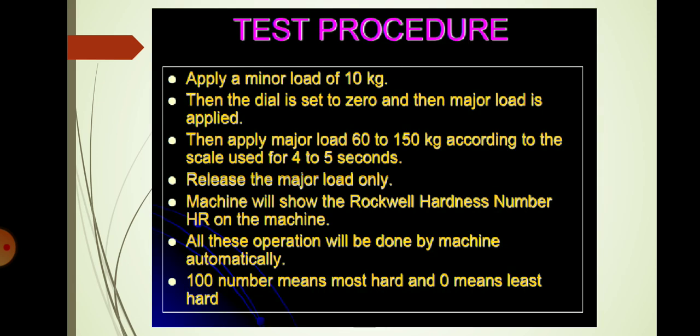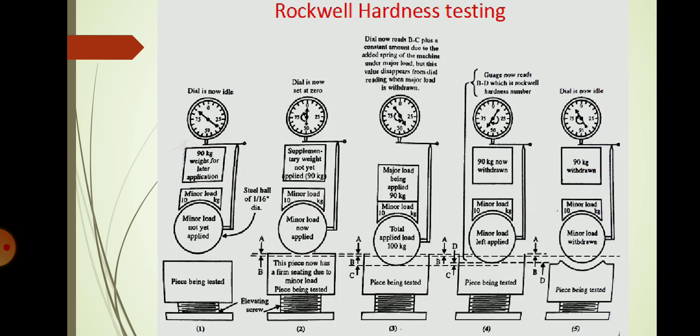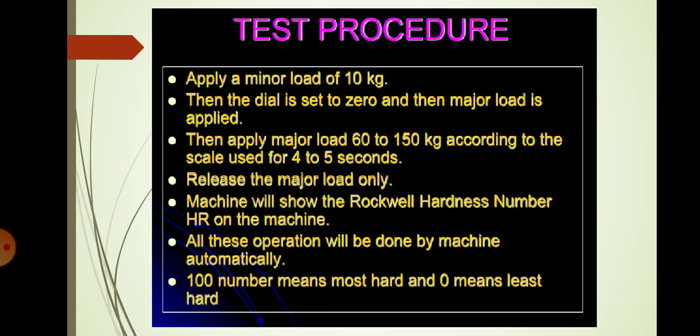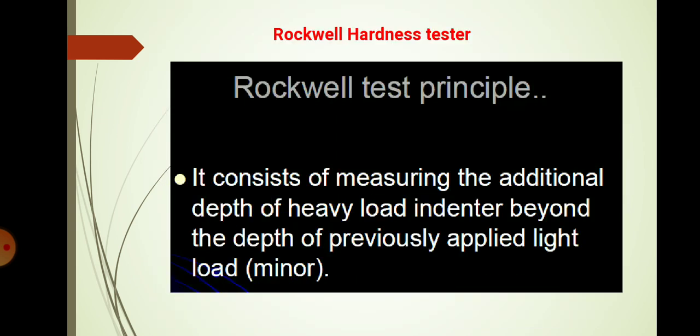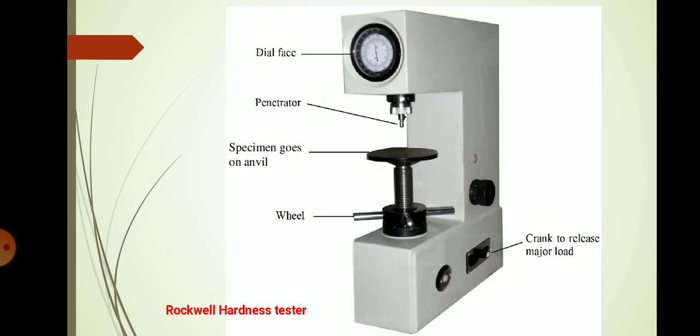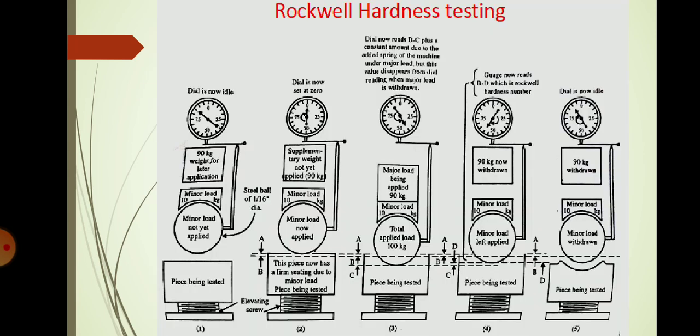So the test procedure we will study now. Firstly, we apply the minor load of 10 kg. Instead of looking at this theoretically, we will see diagrammatically what the test procedure is. In the first step, you can observe in the first diagram, the test piece is placed over the anvil, and over that test specimen there is an assembly called the indenter.